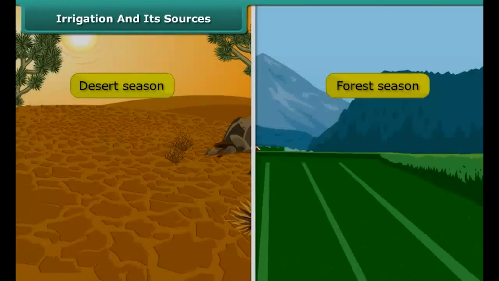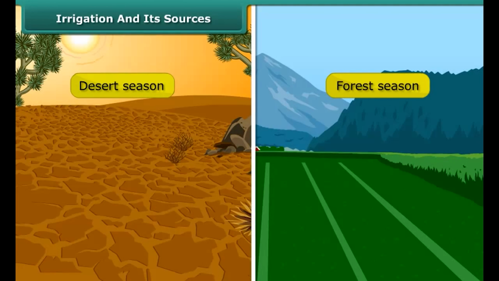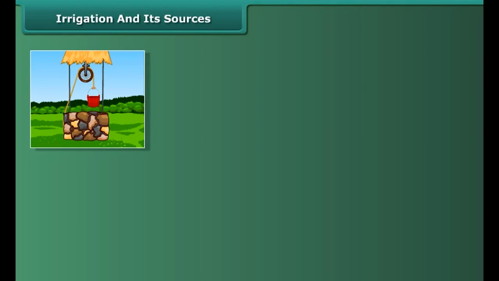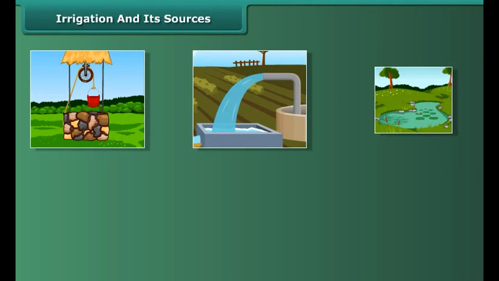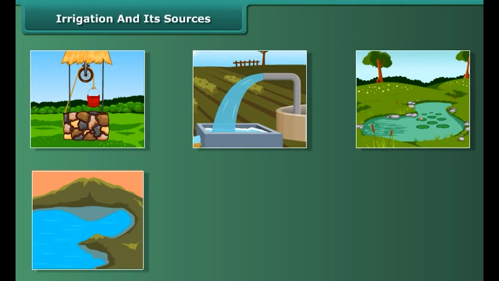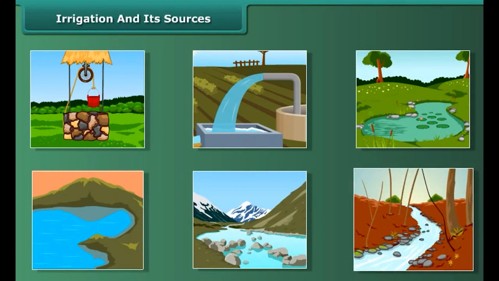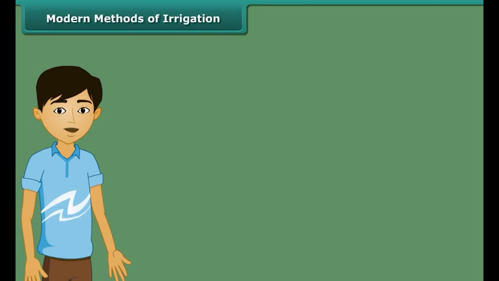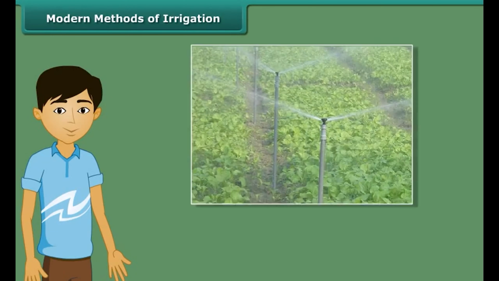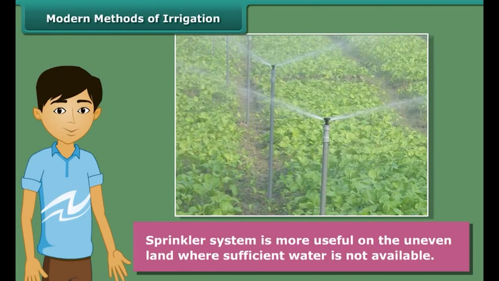Now the question arises, what are the sources of irrigation? Wells, tube wells, ponds, lakes, rivers, dams, and canals are some of the main sources of water irrigation. Let us now know modern methods of irrigation. A sprinkler system. This system is most useful on uneven land where sufficient water is not available.